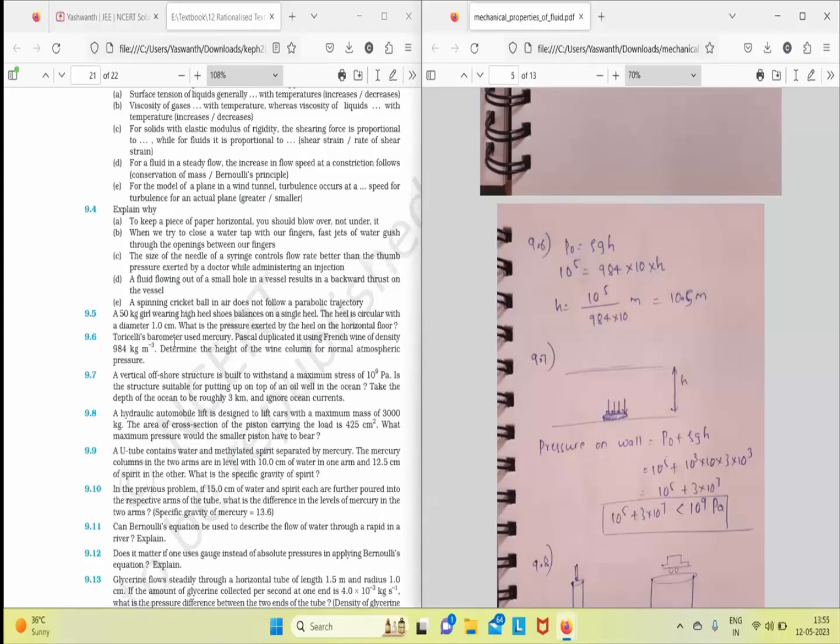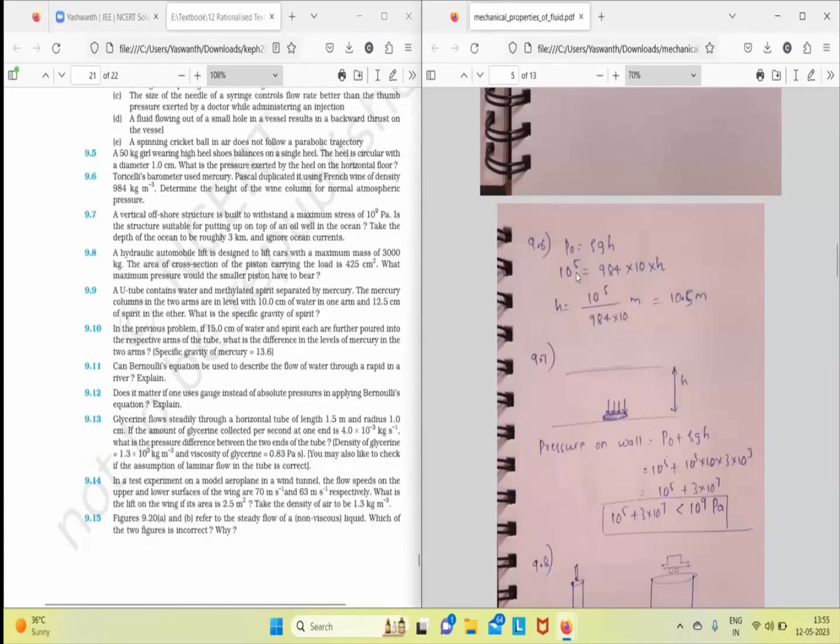Rho is the density of the fluid which we are using in the barometer, g is the acceleration due to gravity, and h is the rise in the capillary. How much height will the fluid rise in the capillary tube? You can directly substitute the values. Density is given as 984 kg per meter cube, and you get the height as 10.5 meters. It means that whenever you take a capillary tube and immerse it into a vessel of French wine, the fluid will rise to a height of 10.5 meters in the capillary.